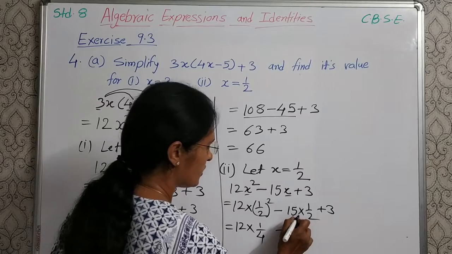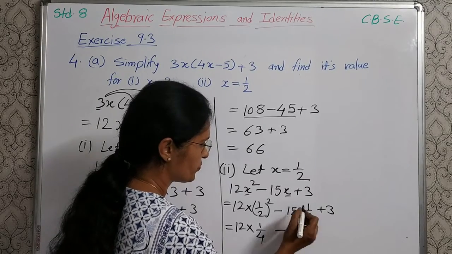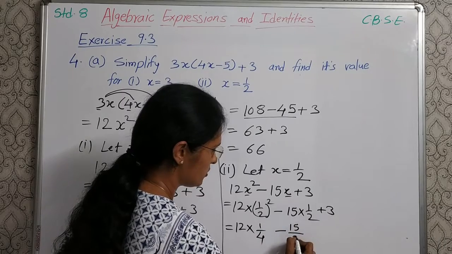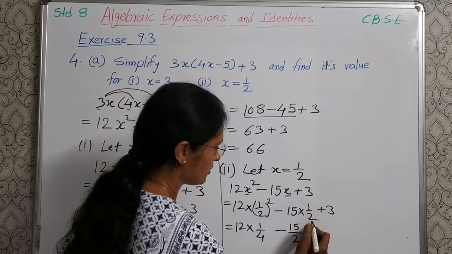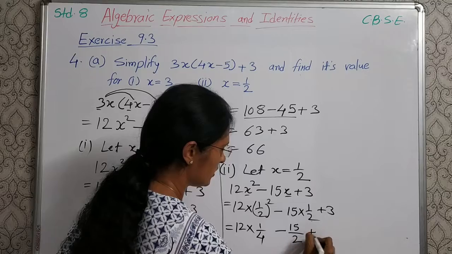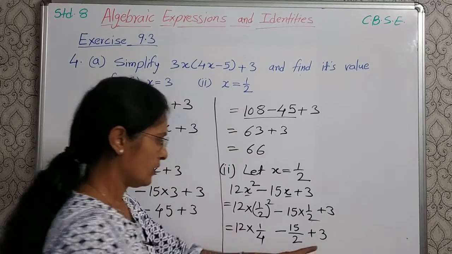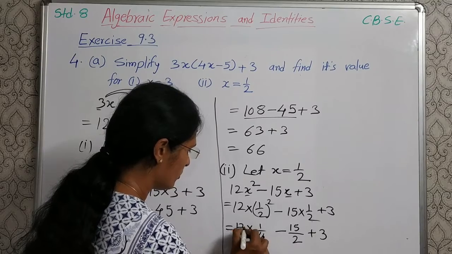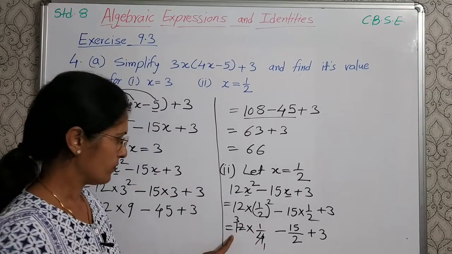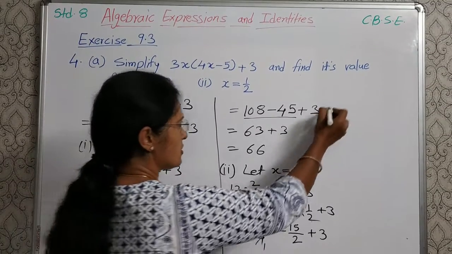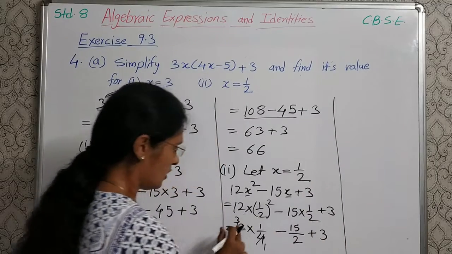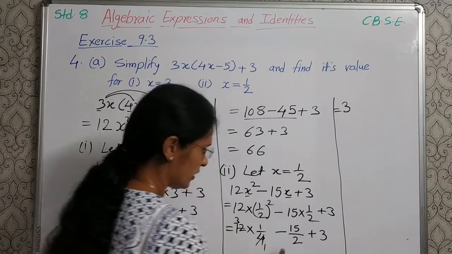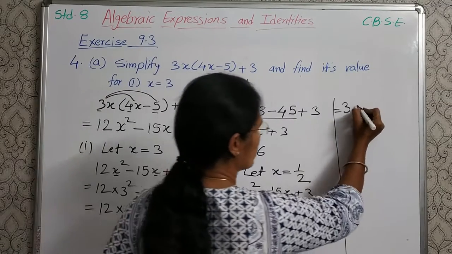Next, minus 15 into 1 by 2. So here it is 15 ones are 15 and this 2. So multiply the numerators and this denominator as it is, plus 3 again. Now here also we can simplify. 4 ones are 4, 4 threes are 12. And now in the next step, 3 into 1 is 3. Next, minus 15 by 2.